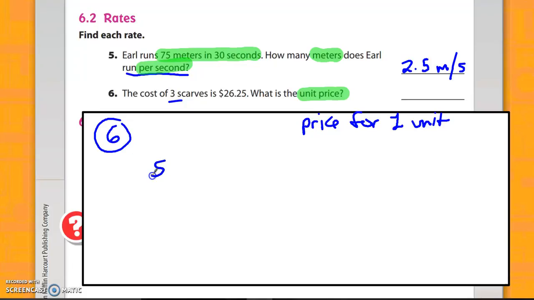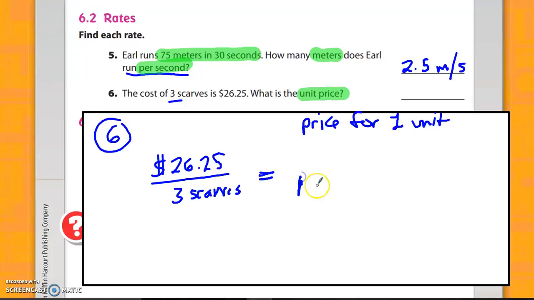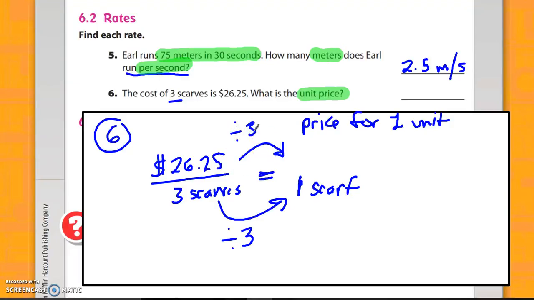Well, how can I figure that out? On number 6, I know that it's $26.25 for 3 scarves. And just like what I just did above, I don't want to know the price for 3 scarves, I want to know the price for 1 scarf. Well, how would you get from 3 scarves to 1 scarf? Well, you divide by 3. And so you need to divide the first term by 3. 26.25 divided by 3. And that's another one that I don't know the answer to mentally, but I can line it up and figure it out.